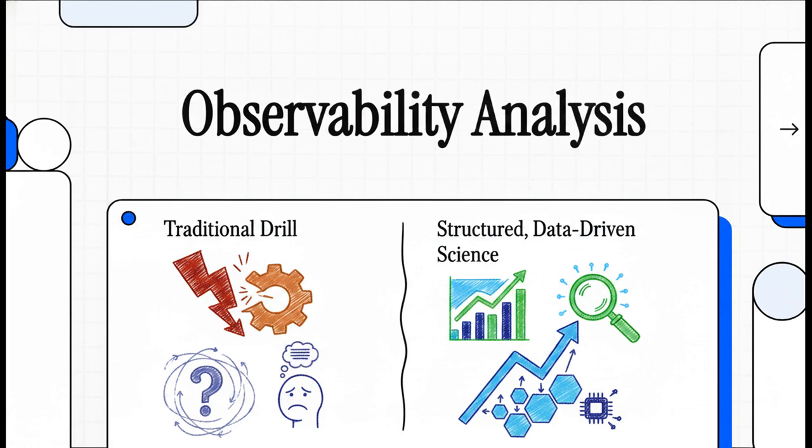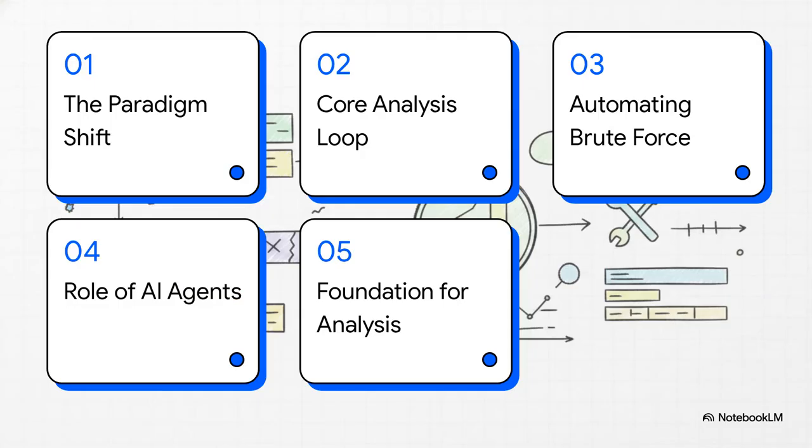So today, we're exploring a really critical shift. We're moving away from that frantic late-night intuition and adopting a highly structured, data-driven science. To get there, we're going to break this whole thing down into 5 really digestible parts. We'll start with a philosophical shift in debugging, jump into the mechanics of the core analysis loop, look at how we can actually automate that process, explore the role of AI agents, and finally, we'll reveal the absolute foundational requirement for making all of this work.